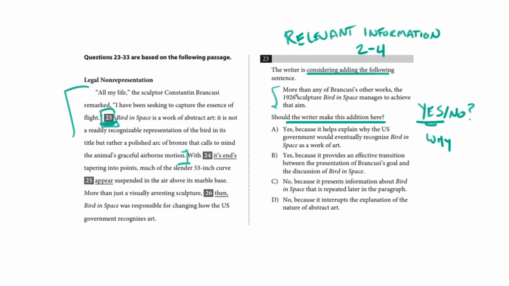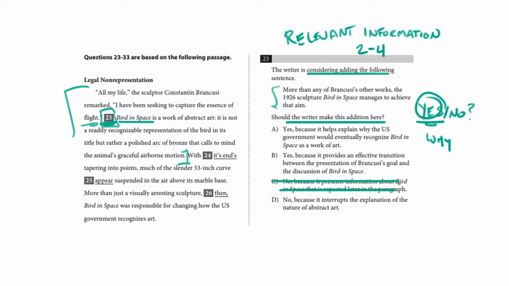So, the writer is considering adding the following sentence: "More than any of Brancusi's other works, the 1926 sculpture Bird in Space manages to achieve that aim." Before I even look at the choices, I'm going to determine, okay, yes or no, does that belong here? And I think the answer is yes, it does belong here, because we have Bird in Space in this second sentence, but it's not really identified what it is. It doesn't say, like, Bird in Space, a 1926 sculpture. So I'm going to cross off C and D.